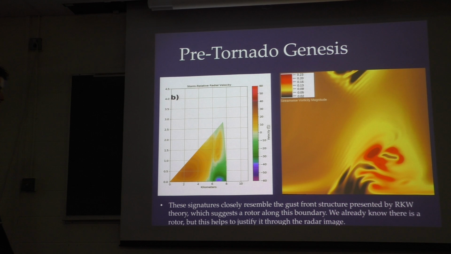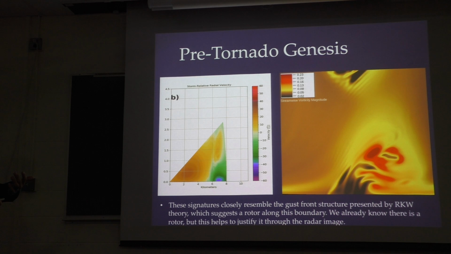If we compare the velocity data to a cross-section of streamwise vorticity, you can see the bent over shape in the velocity data is comparable to the shape of the streamwise vorticity cross-section. The structure and velocity signature are really similar to what you see in RKW theory for gust fronts along the leading edge of linear thunderstorms. And they basically proved that a rotor exists when you have these features.